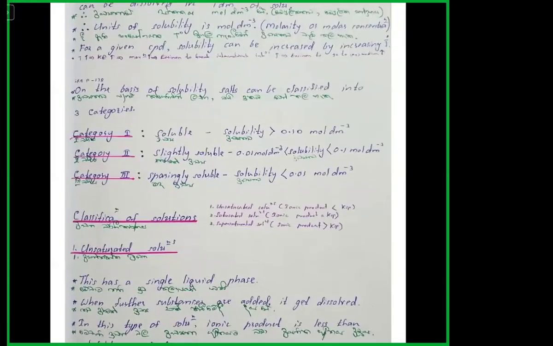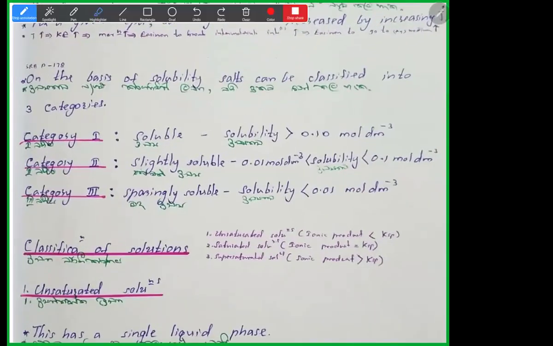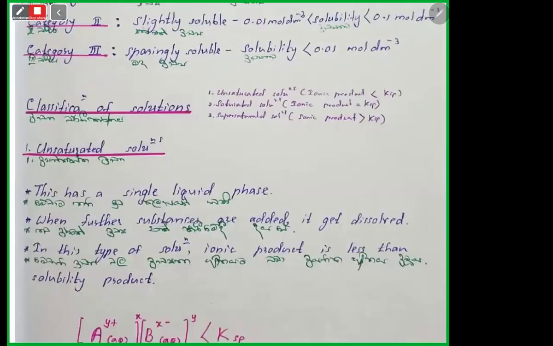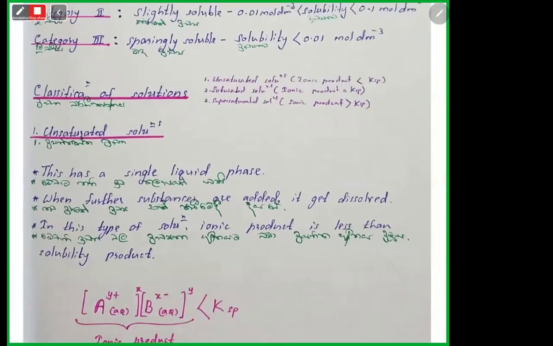There are three different categories depending on how much they dissolve. Very soluble when the solubility is greater than 0.1. Sparingly soluble when the solubility is less than 0.01. In between, slightly soluble, that is between 0.01 and 0.1. Solution classification: unsaturation, saturation, and supersaturation.